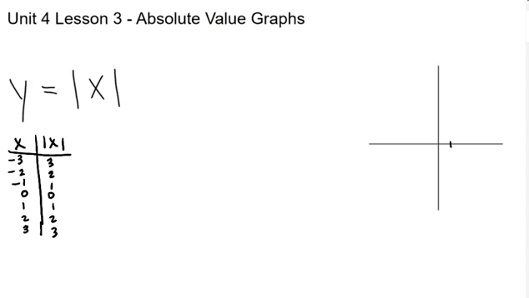marking off 3 each direction. In the y direction, I don't need to go any higher than 3, so 1, 2, 3. Okay, so -3, 3. -2, 2. -1, 1. 0, 0. 1, 1, 2, 2, 3, 3. Okay, so we've got a bunch of points, and then we're going to connect the dots.